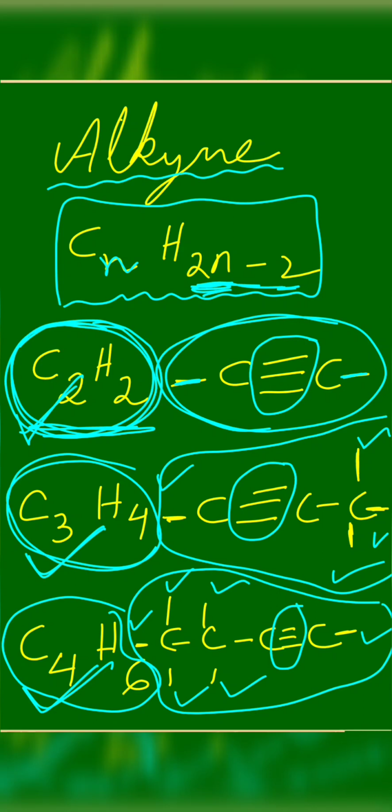with C5H8. So these are alkynes and this is the general formula. Remember, CnH2n minus 2, general formula. Now let me open another page and explain you the nomenclature.